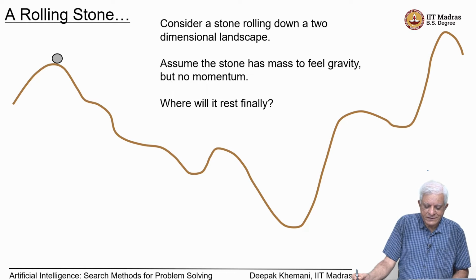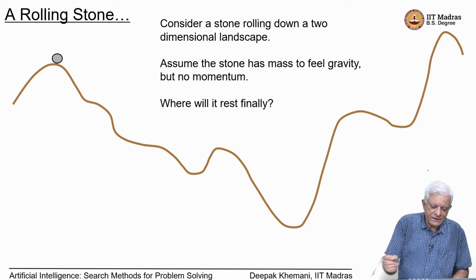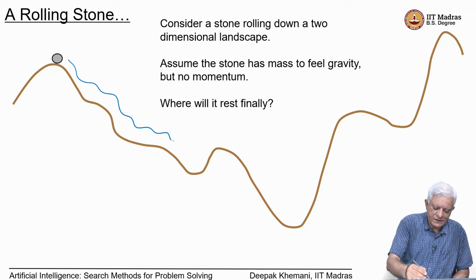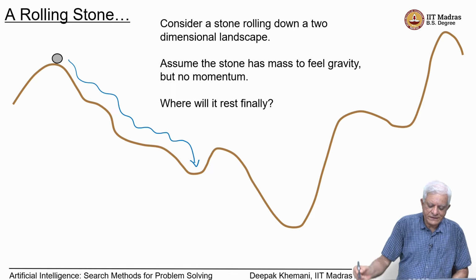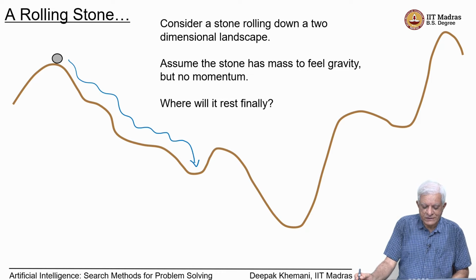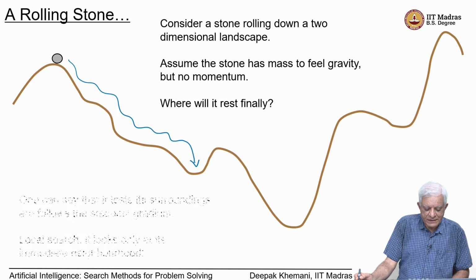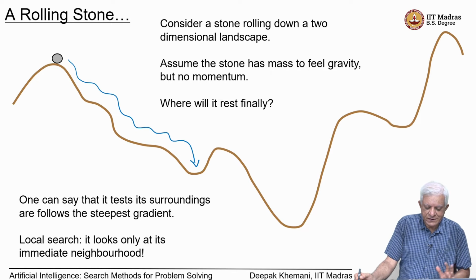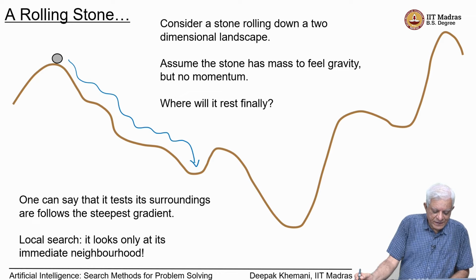As you can imagine, if there is no momentum and there is only the pull of gravity, then the stone will roll down this path and come to rest in a place from where all gradients are pointing upwards and there is no gradient pointing downwards. One can say that it is testing the surroundings and then follows the steepest gradient path. It is also an example of local search, it looks only at its immediate neighborhood.